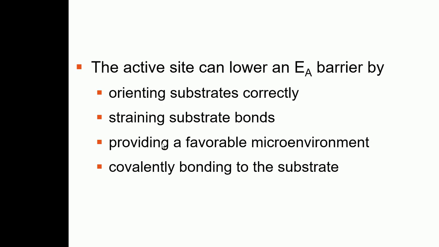So how does the enzyme lower the activation energy? By orienting the substrates correctly, straining substrate bonds, providing a favorable microenvironment, and covalently bonding to the substrate, as I just explained to you.